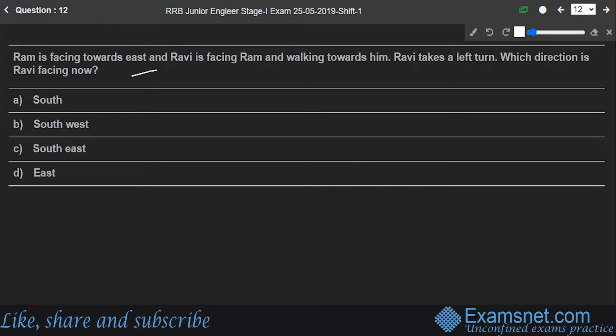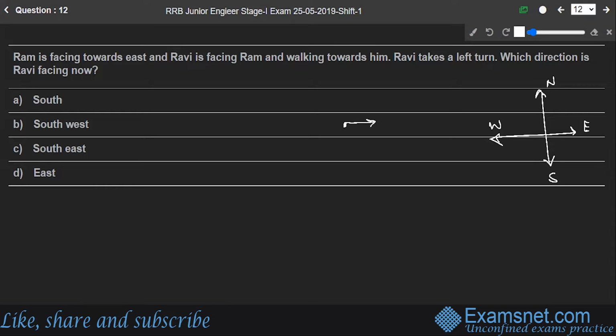Ram is facing towards east. Ravi is facing Ram, walking towards him. Ravi takes a left turn. Which direction is Ravi facing now? Okay. So again, you're clear about the directions. Here's your north, here's your south, east, and west. Now, Ram is facing towards east. That means he's standing here, facing towards east, in this direction.